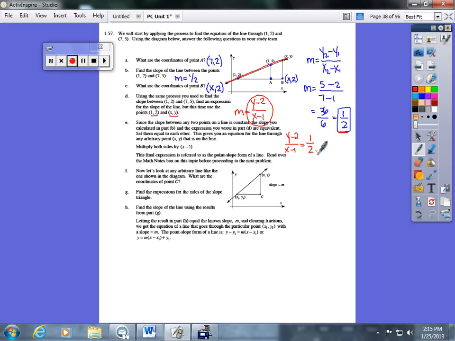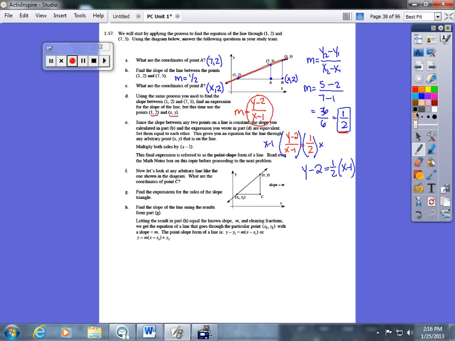It says here to multiply both sides by x minus 1 so that we can eliminate the fraction on this side. In doing that, we end up with point slope form of a line. Different than slope intercept. Point slope is a point and a slope. So we have the point 1, 2, we have the slope 1/2. That's point slope form. Slope intercept is slope and an intercept. That's why it's called slope intercept.